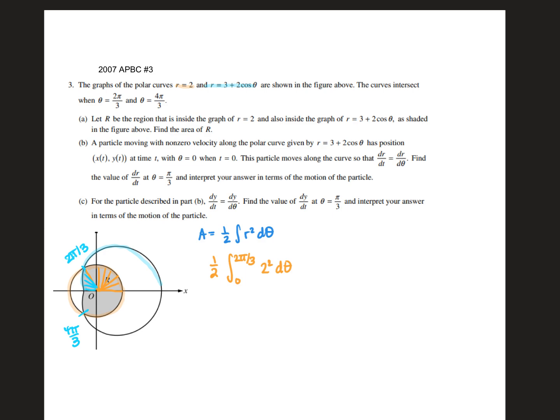So right here, we're now going to the cardioid. And I can stop there and use symmetry, multiply by 2, or I can go all the way down over here. So again, I'm going to have 1/2 the integral from 2 pi over 3 to 4 pi over 3 of (3 plus 2 cosine theta) quantity squared. Now on the first one, notice that I'm still missing part of my curve. I haven't found this right here, but that area is going to be exactly the same as the orange area, so I'm just going to multiply that by 2.